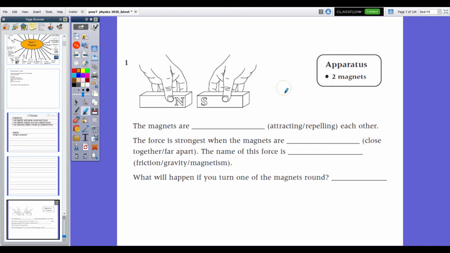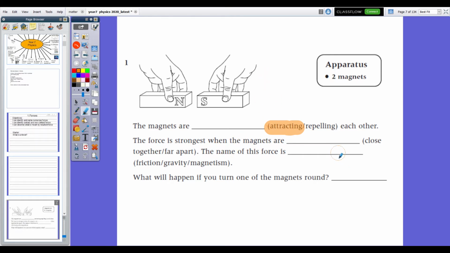In this first carousel of activities, we've got two people pushing a north and a south magnet together. Hopefully a lot of you realize what north and south do. They attract each other. The magnets are attracting because they're north and south. If you swap them around, north and north would repel, and south and south would repel.